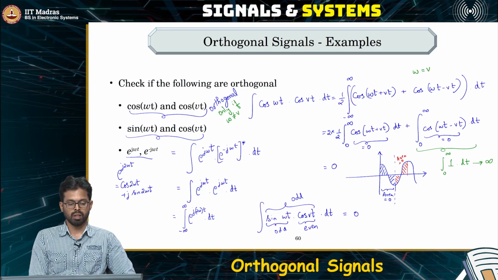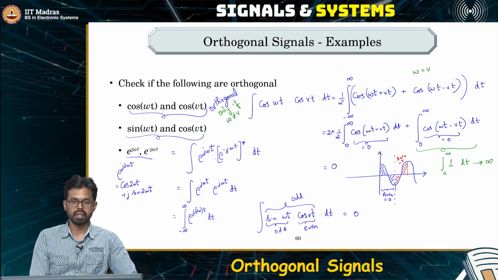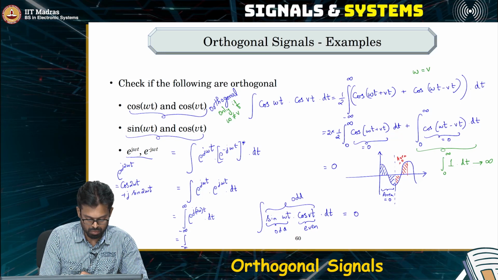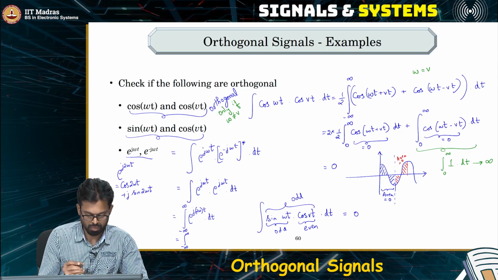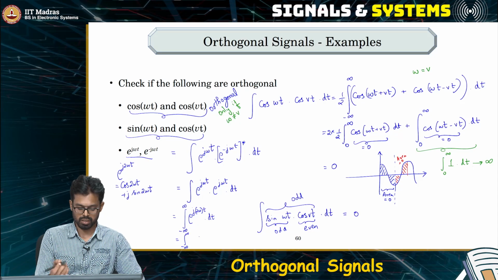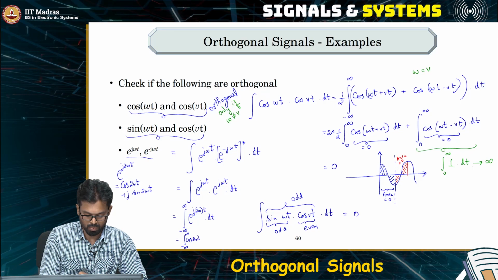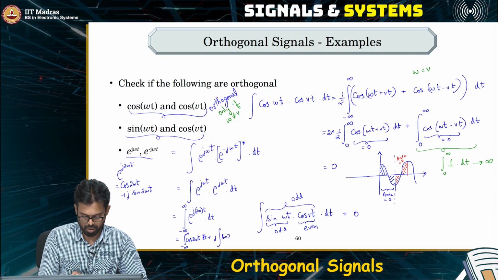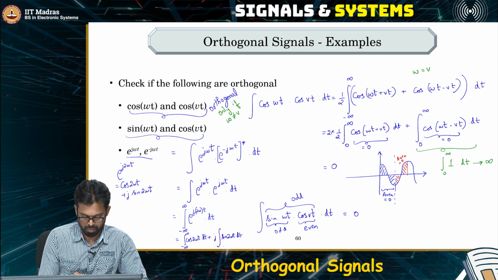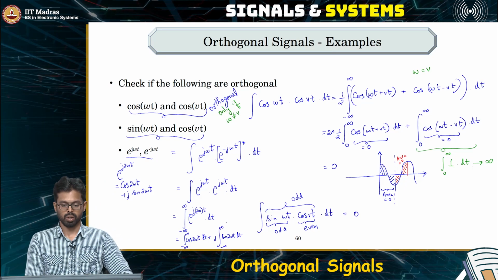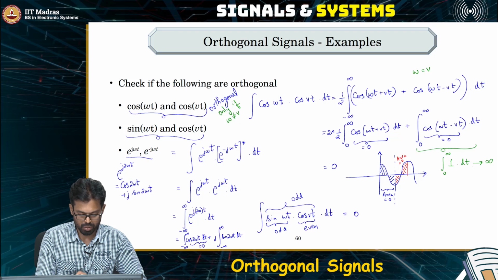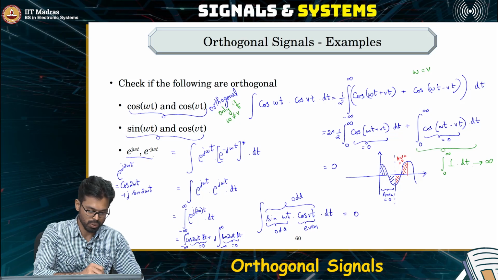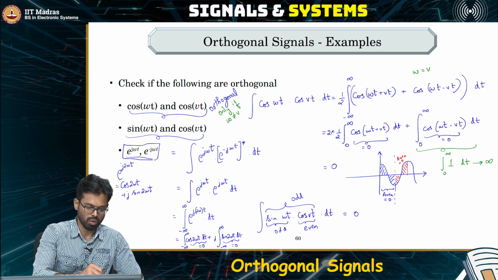Okay. So substituting that here, we will get this integral to be the integral of cos 2 omega t, which is 0, plus j times the integral of sine 2 omega t, which is also 0. Okay. So this area is 0 and this area is also 0, which makes these two signals orthogonal to one another.